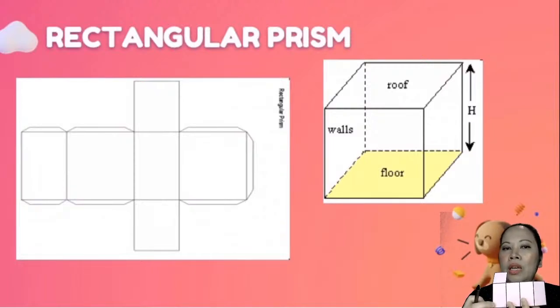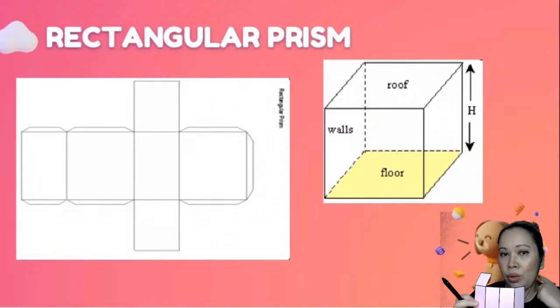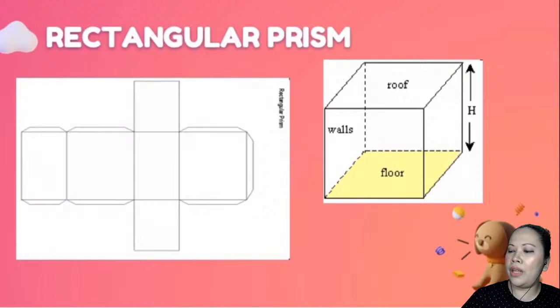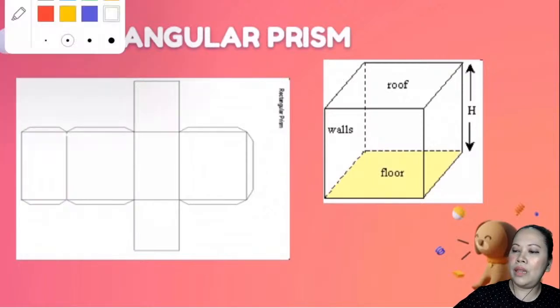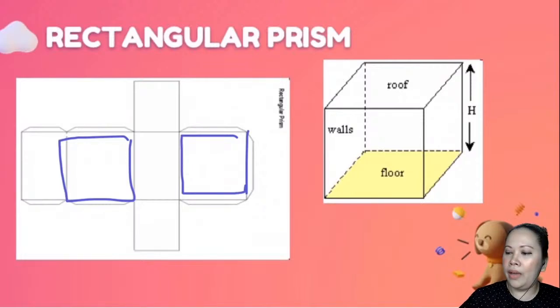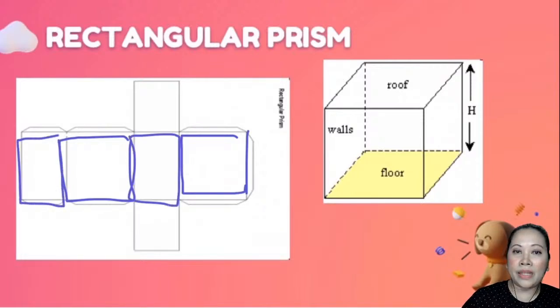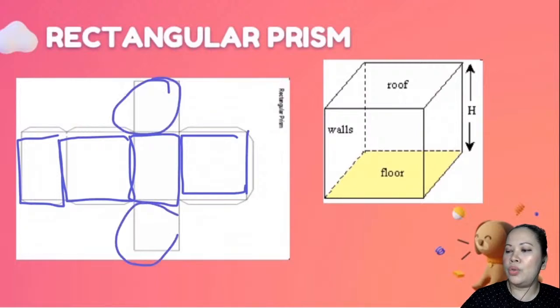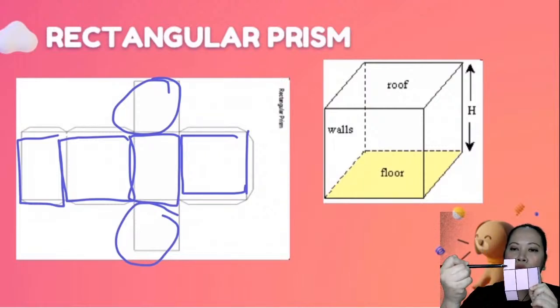So it depends on how your nets look. The one on our screen has 2 identical squares, then 2 rectangles, and then another 2 identical squares. That as well is a cuboid, as long as it's not all the same size. So your rectangular prism or your cuboid could be like this: you have 4 identical rectangles, and then you have 2 squares.